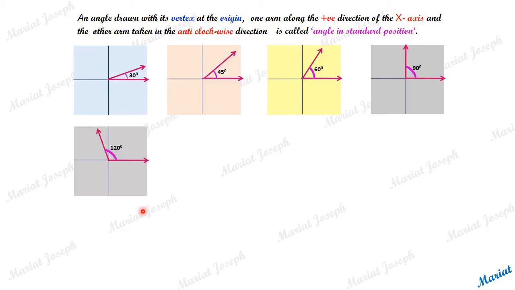120 degrees in standard position, that's going more than 90 degrees. So an angle of more than 90 degrees will be drawn like this. Go further in the anti-clockwise direction. From the initial arm, go 120 degrees. You draw the terminal side there. This is the angle of 120 degrees in standard position.